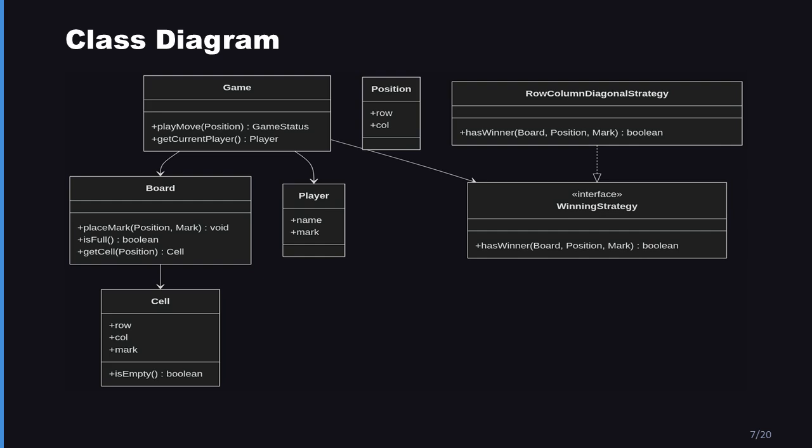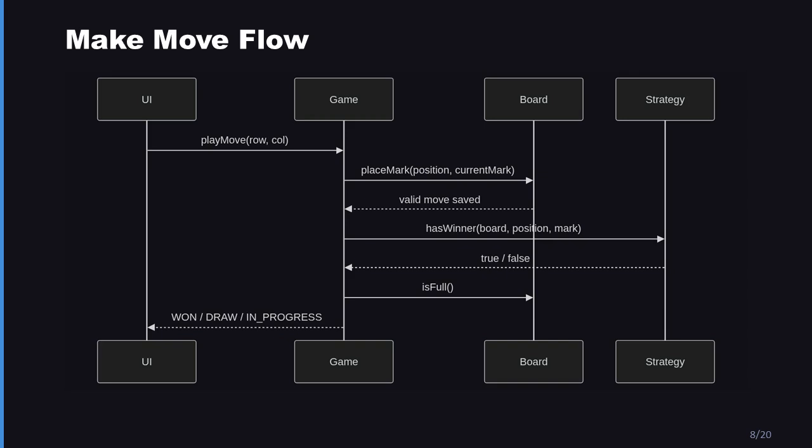The class diagram is small, and that is good. Game coordinates turns and status. Board owns the grid. Cell stores one mark. Player has a name and mark. Position is row and column. Winning strategy is the important extension point. Game does not hardcode how a winner is detected. It asks the strategy.